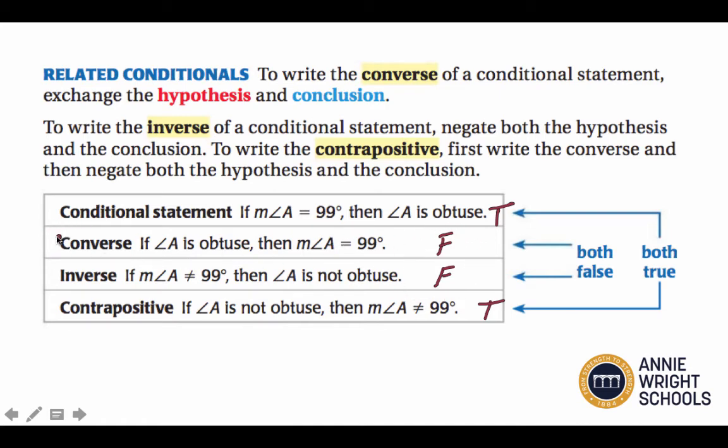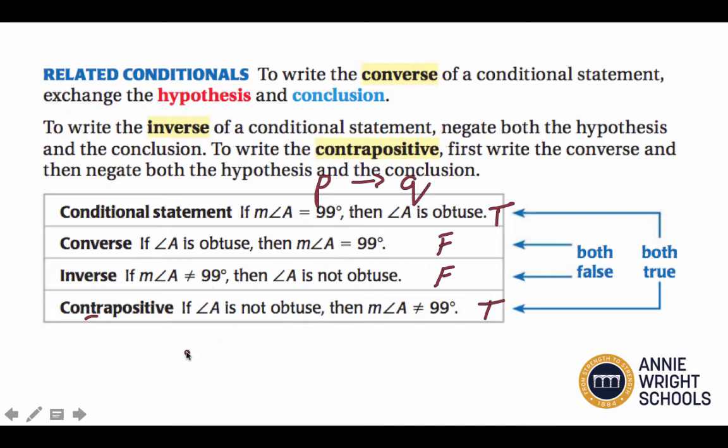Meaning if this is true, then the inverse is true. Because take a look. These are contrapositives of each other. Is obtuse equals 99, is not 99, is not obtuse. Anyway, memorize these definitions and be able to follow them symbolically. So we have this one, if P, then Q.